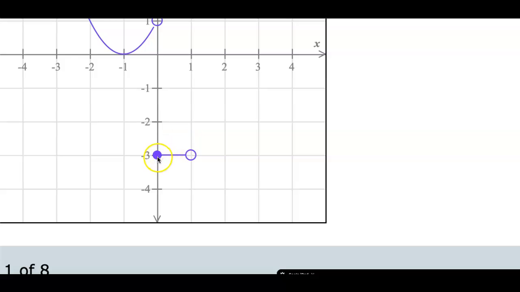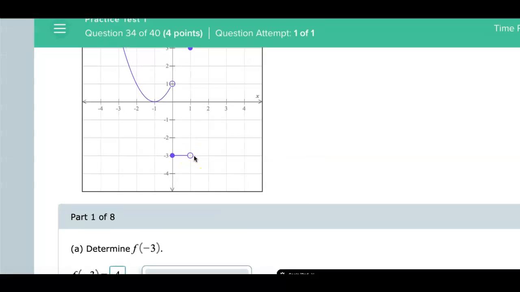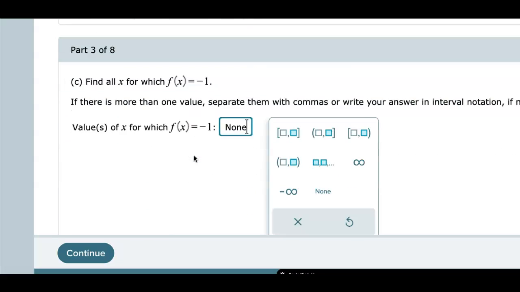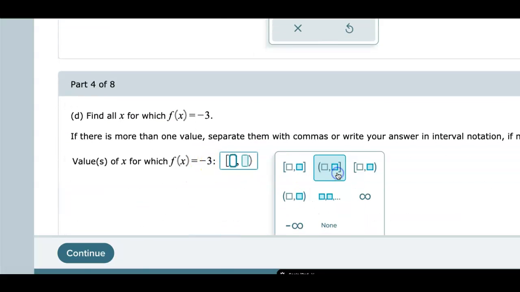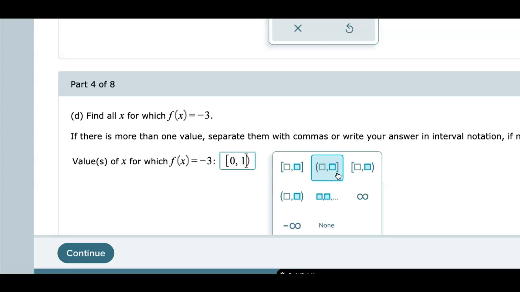So when I say the answer, I'll use the interval notation. I'll use brackets 0 for this closed circle and parenthesis after the number 1 because I have an open circle there. So let's go ahead and type that in. I'll do bracket 0 and 1. After that, we're going to have a parenthesis because we had an open circle there. Next question.